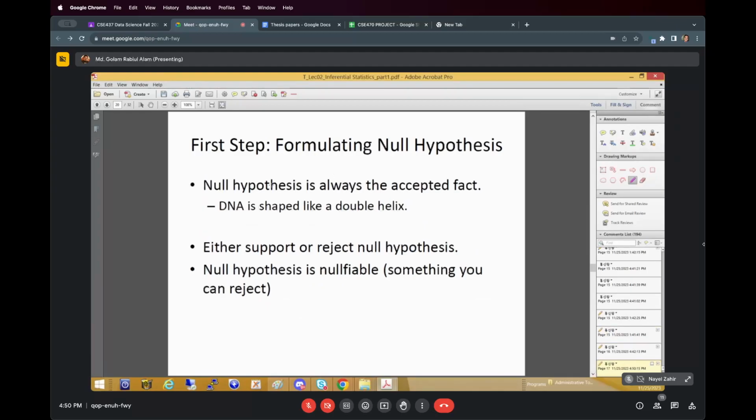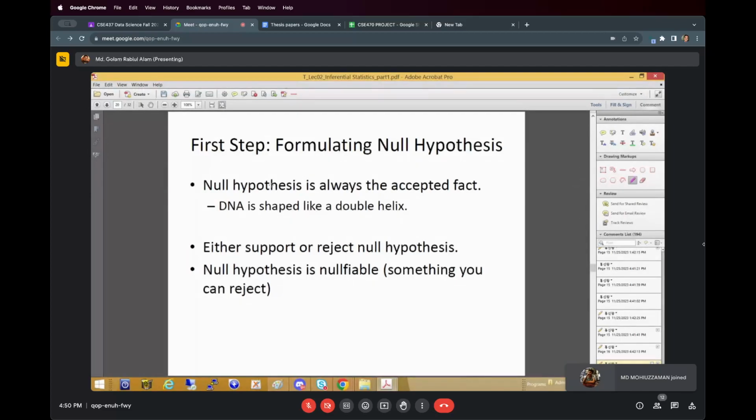First we have to understand that there are two kinds of hypothesis. One is called the null hypothesis, and the other is called the alternate hypothesis. What is the null hypothesis? The null hypothesis is always the accepted fact, a fact that everyone already knows. Like DNA is shaped like a double helix. This is the accepted fact, so this is called the null hypothesis.